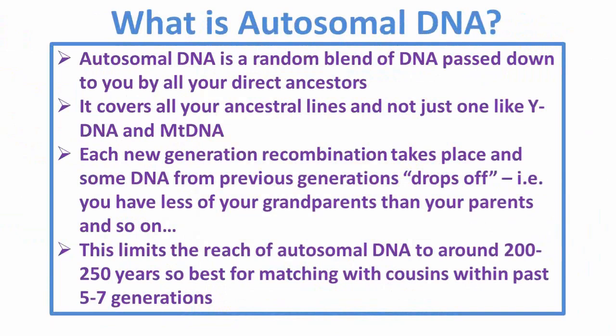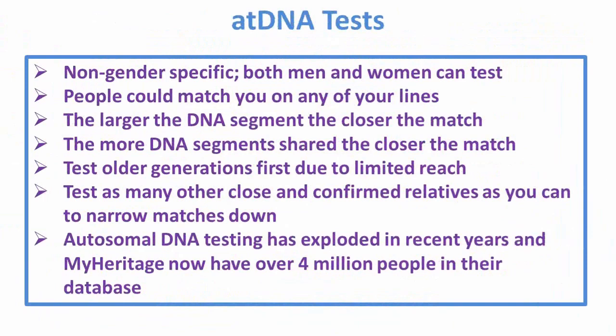With each new generation of autosomal DNA, recombination takes place and some DNA from previous generations drops off. This means you've got less of your grandparents than you have of your parents, and so on. It limits the reach of autosomal DNA to around 200 to 250 years, although you will have matches a bit further back than that at times. And it's best, therefore, for matching with cousins within the past 5 to 7 generations.